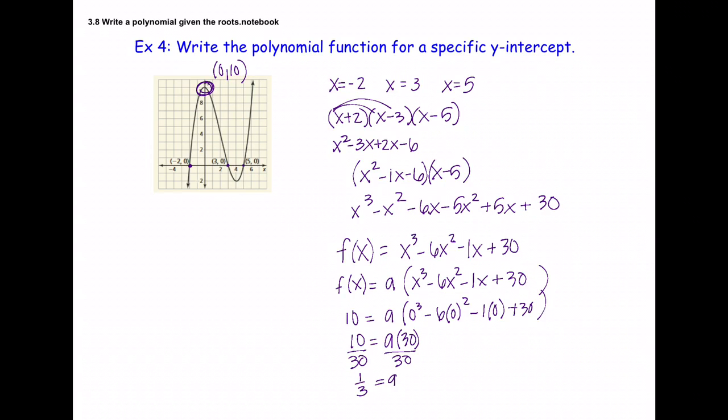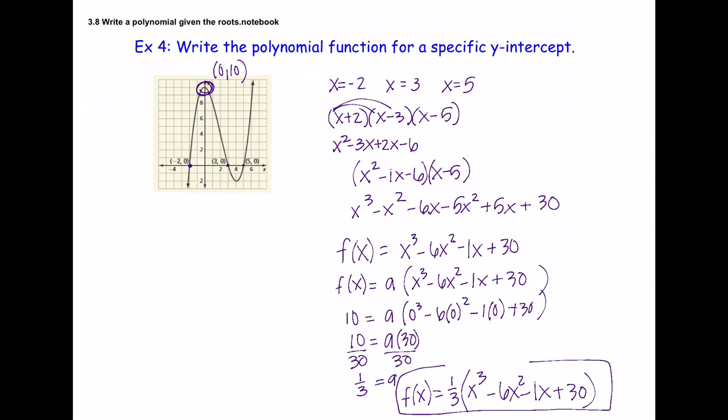So when we rewrite this polynomial function for the specific y-intercept of 10, we're going to place our 1/3 in front of the polynomial we got from distributing our zeros, x cubed minus 6x squared minus 1x plus 30. And we just wrote a specific polynomial function for the y-intercept of 10 with the given zeros, negative 2, 3, and 5.